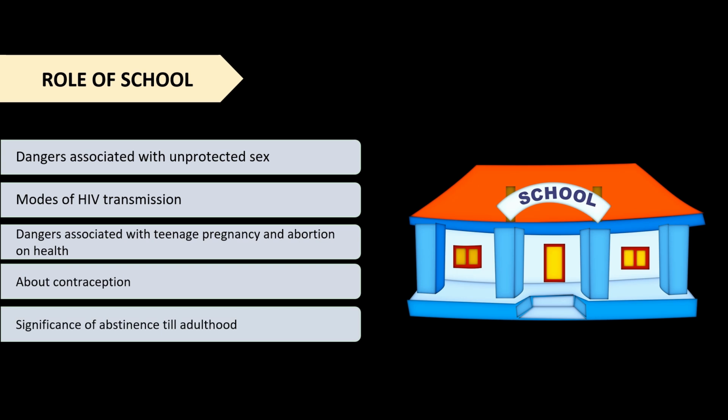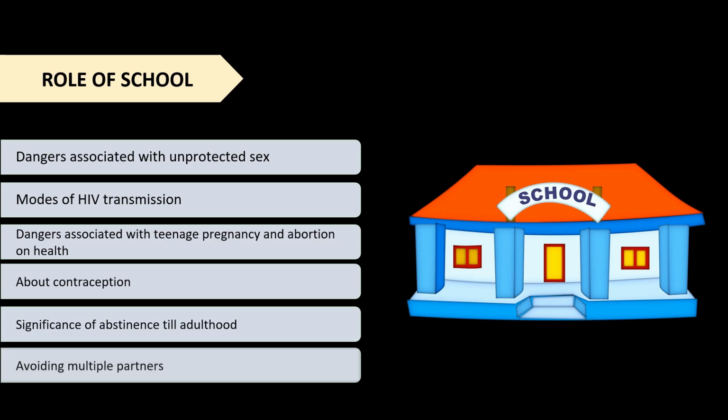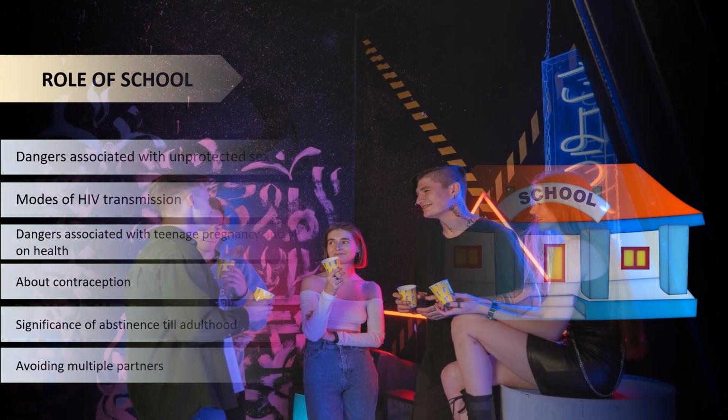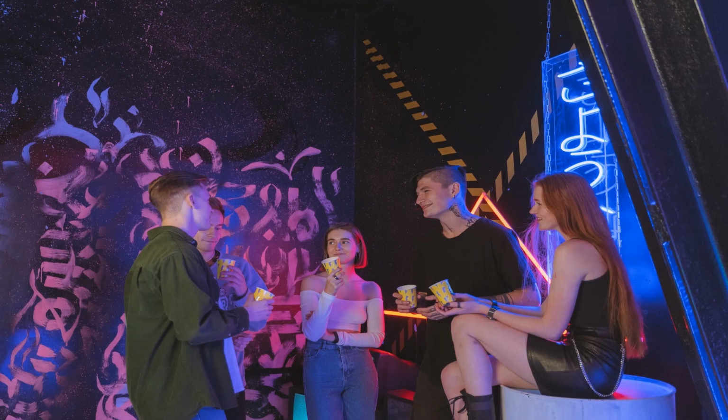So, they should not indulge in certain behaviors as long as they are in their adolescence, and avoiding multiple partners is also something which is essential. And the school and the teacher must also communicate to adolescents that being progressive, being modern, being liberal does not mean being immoral. It does not mean losing values. It does not mean being reckless.